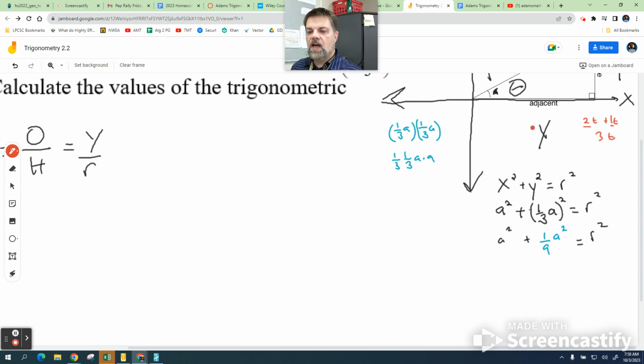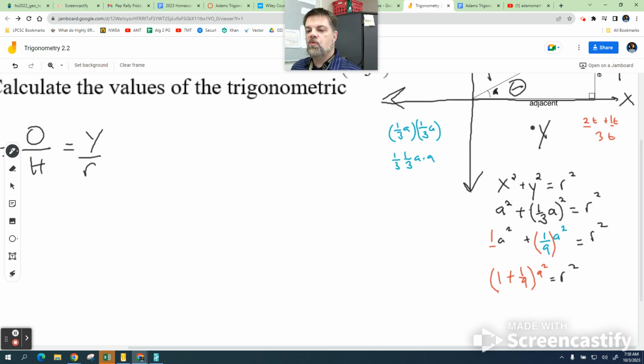Here's the thing, though. I have 1a squared, right? So that's that coefficient. And then I have 1/9. So that's that coefficient of a squared. So I'm going to add 1 plus 1/9. So I'm going to rewrite it like this: 1 plus 1/9 times a squared. Okay? And all of that has to equal r squared.